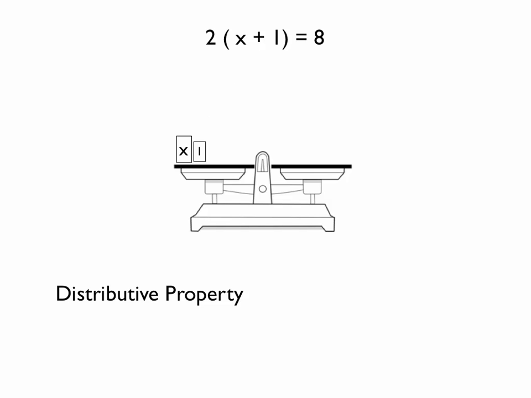The 2 on the outside of those parentheses means we have two exact copies of the stuff inside. So we have a single x plus 1 and then a second x plus 1. Notice that we don't have any parentheses sitting on our scale. Instead, we've used the parentheses to decide what thing we should build two copies of. And then on the right-hand side, we would build 8.